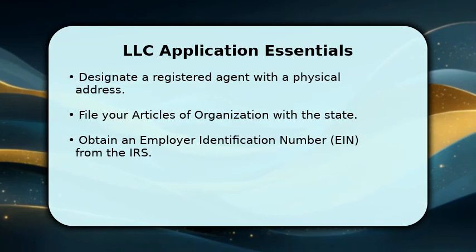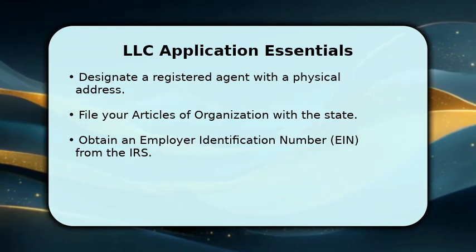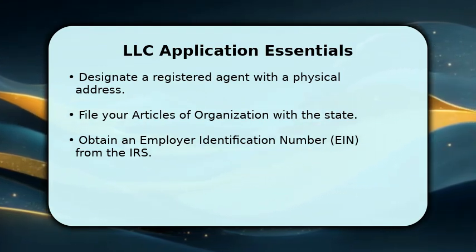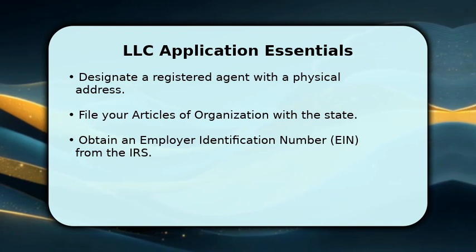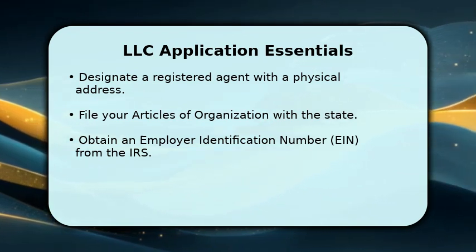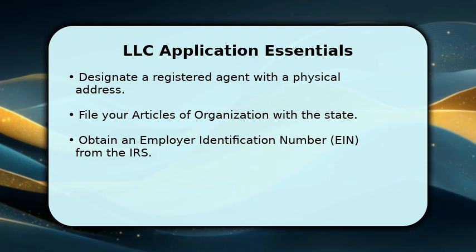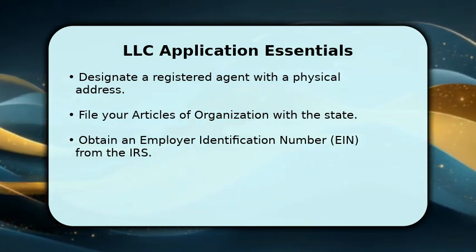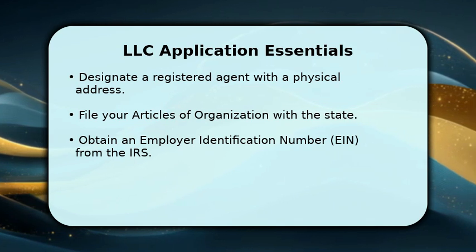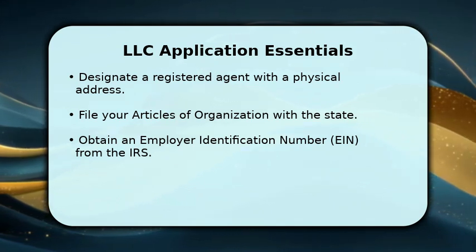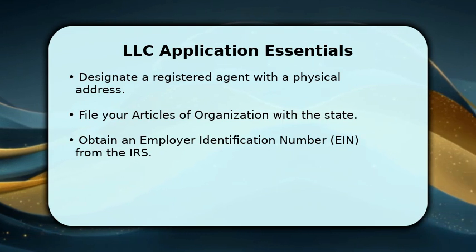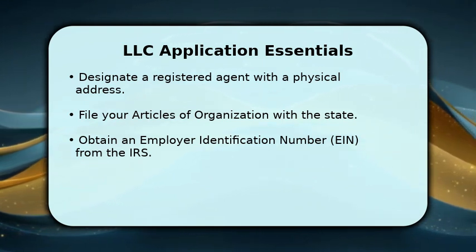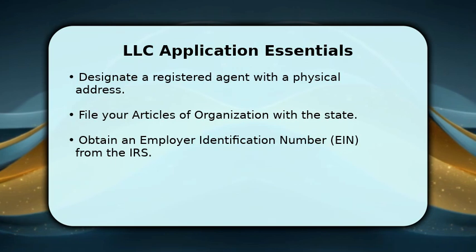Once you're ready, designate a registered agent with a physical address in the state where you're forming your LLC. This agent receives legal and tax documents for you. Then, file your articles of organization, sometimes called a certificate of formation, with the appropriate state agency. After state approval, apply for an employer identification number, or EIN, from the IRS. This is crucial for tax purposes and opening a business bank account.